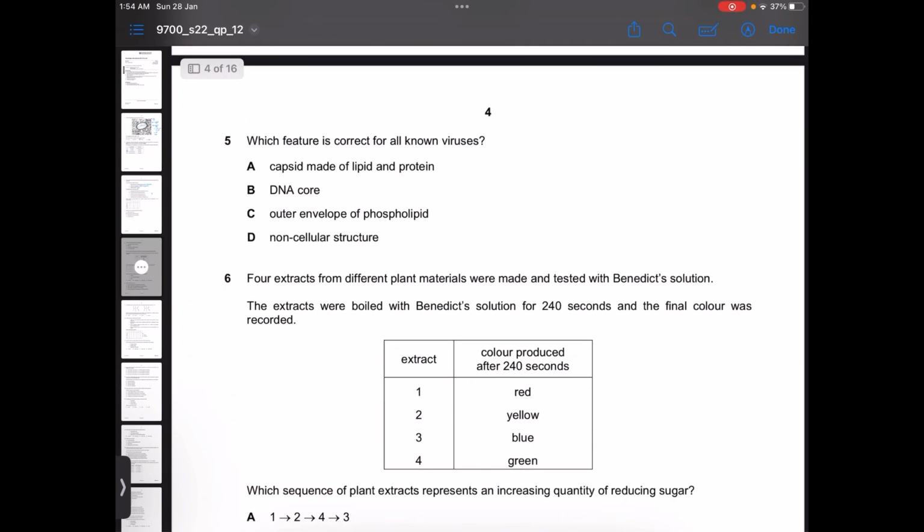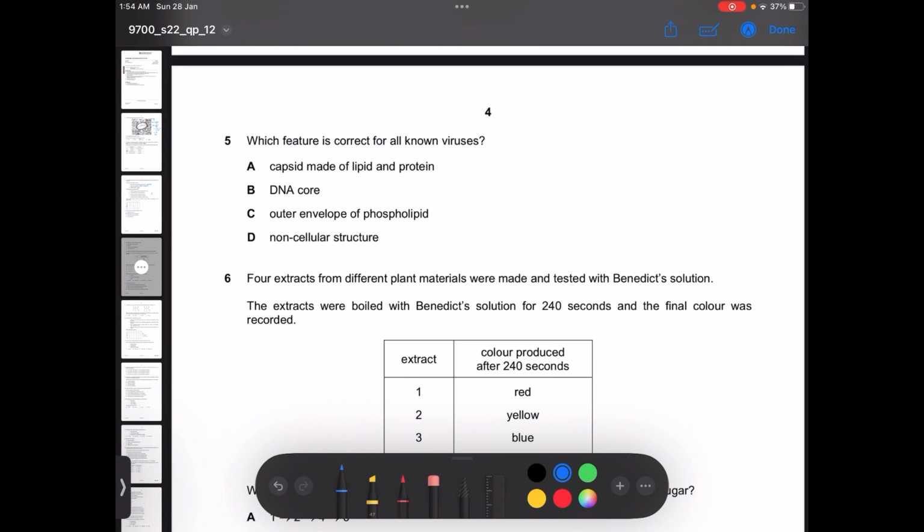Which feature is correct for all known viruses? Basically, a capsid made up of lipid and protein. It is wrong because a capsid is made up of protein, not lipids. DNA core, it may contain DNA or RNA, so it is not the correct option. Outer envelope of phospholipid, no. So the answer is D. The correct answer is D, non-cellular structure.